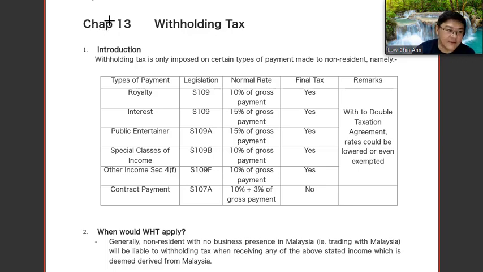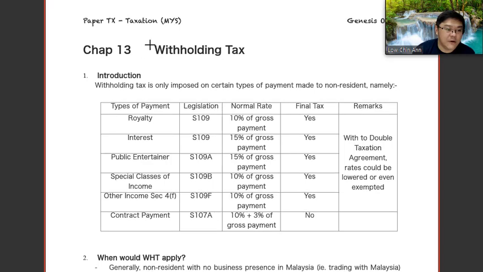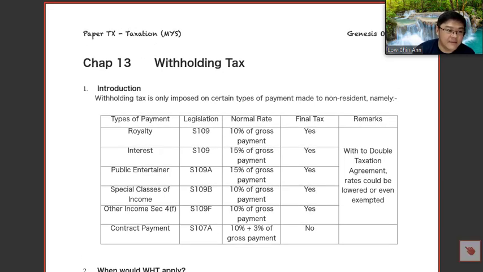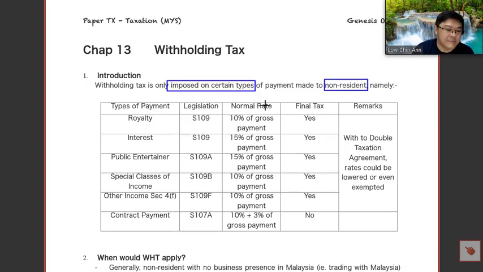Okay, now what exactly is a withholding tax, when will there be withholding tax, and how does it work? Let's start with the theory first. We all know that withholding tax usually applies when you're making a payment to a non-resident. And it's not on all payments to a non-resident, it's only on certain types of payment that might attract withholding tax. So how does it work?